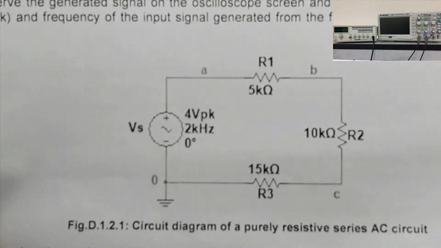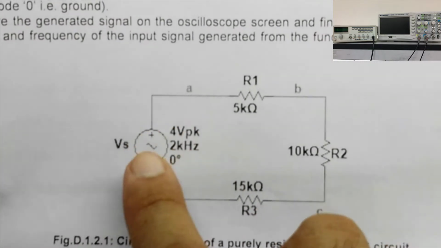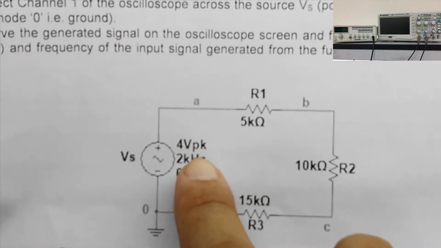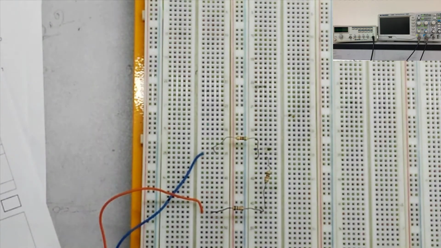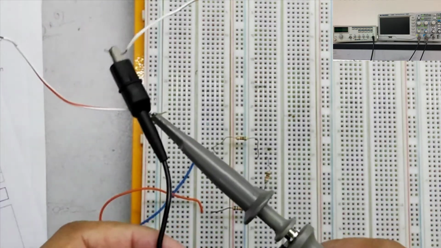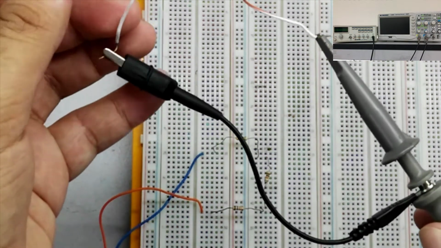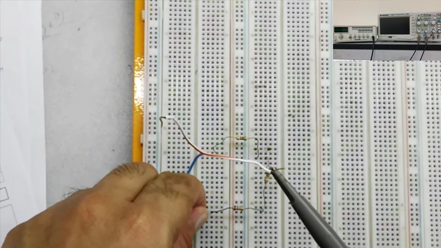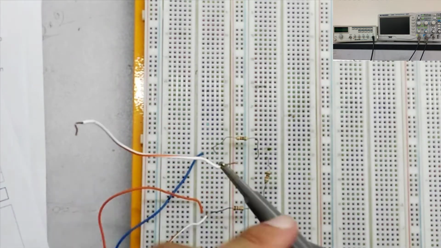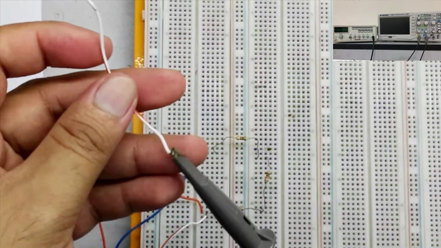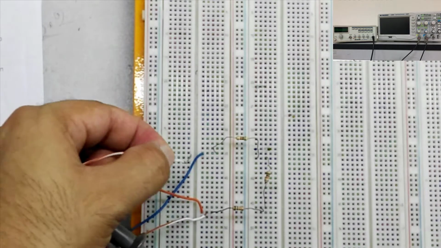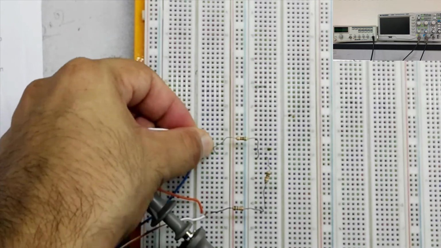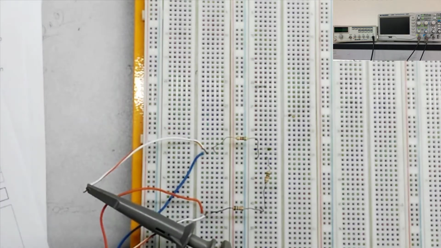In the circuit, first we have to calibrate this source to 2 kHz and 4 volt peak, and for that we need a channel at node A. So I will connect channel 1 to node A. The black wire always goes to the ground, and the positive part is connected to the node you need. So I'll connect this to node A, which is here, as explained previously.